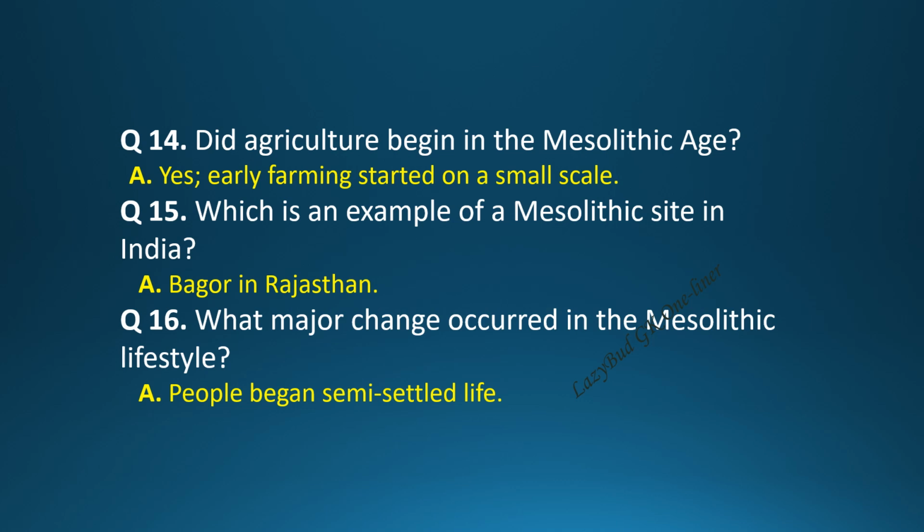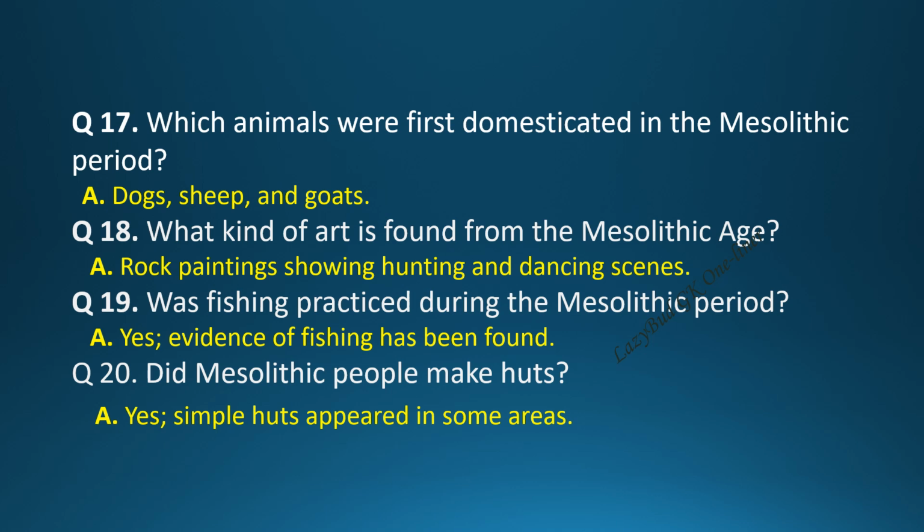Question 16. What major change occurred in the Mesolithic lifestyle? Answer. People began semi-settled life. Question 17. Which animals were first domesticated in the Mesolithic period? Answer. Dogs, sheep, and goats.